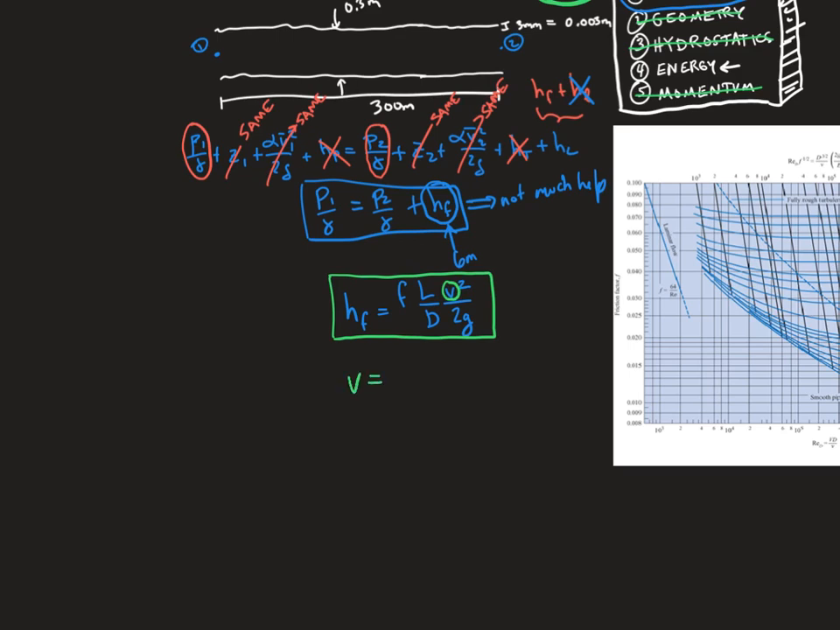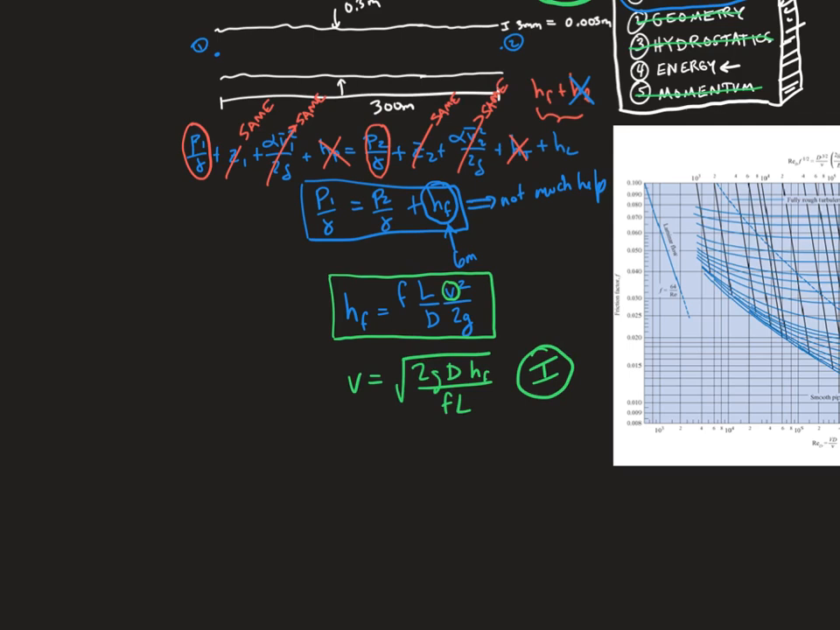So I could rearrange this such that we end up with V equals the square root of 2GD hf on fL. This is going to be our first equation that's very important in this problem. But what we can see right here is we don't have f. So if we don't have f, we can't get v.